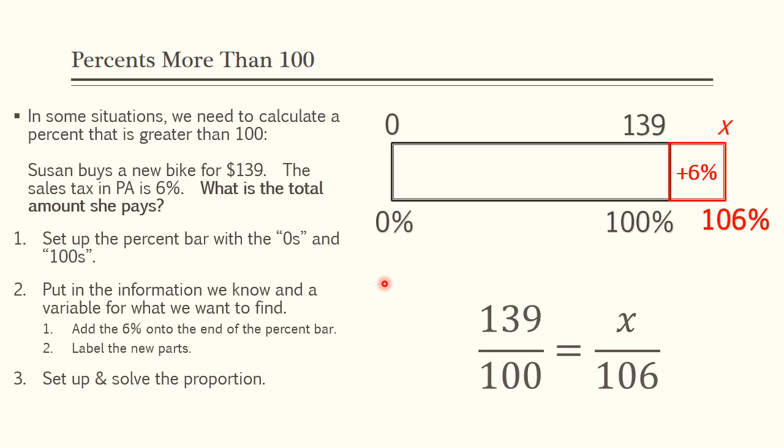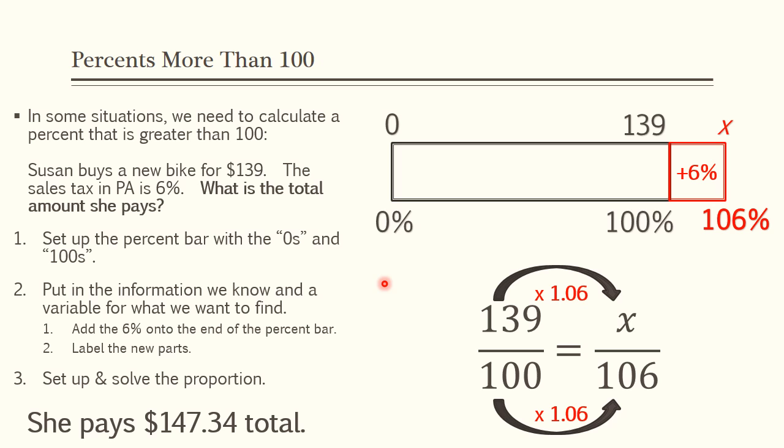I have 139 over 100 is equal to x over 106. Steps to solving the proportion: arrows from what I know to what I want to know. In this case, to find my scale factor, I'm taking 106 divided by 100. I get 1.06. So 139 times 1.06 is going to give me the total price including tax, which would be $147.34.